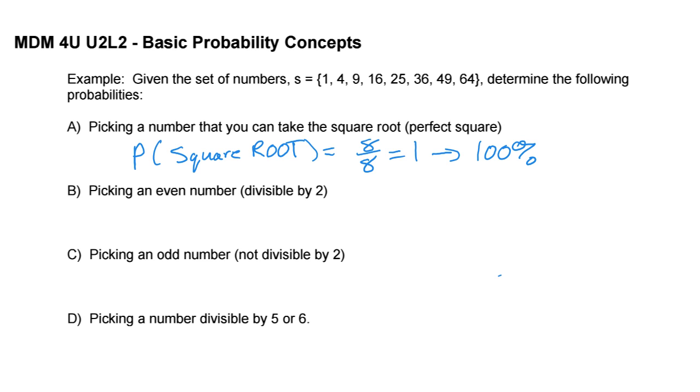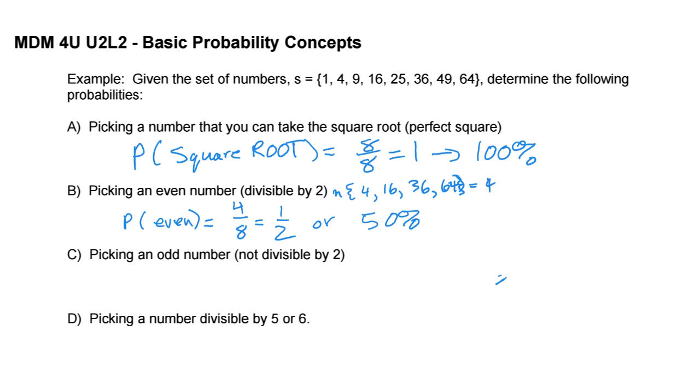Picking an even number that is divisible by 2. Let's see. What numbers are divisible by 2? In our set, we have 4, we have 16, we have 36, and 64. Now, the number of these is equal to 4. So that means the probability of an even number is given by 4 divided by 8, which is 0.5. Or if we do this right, we would reduce this to 1/2. Or you could write it as 50%. So you would say this is a 50% probability that you could divide something by 2.